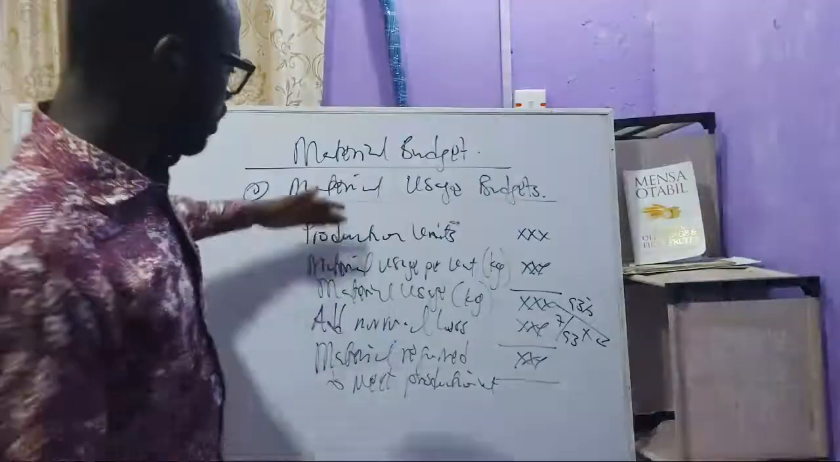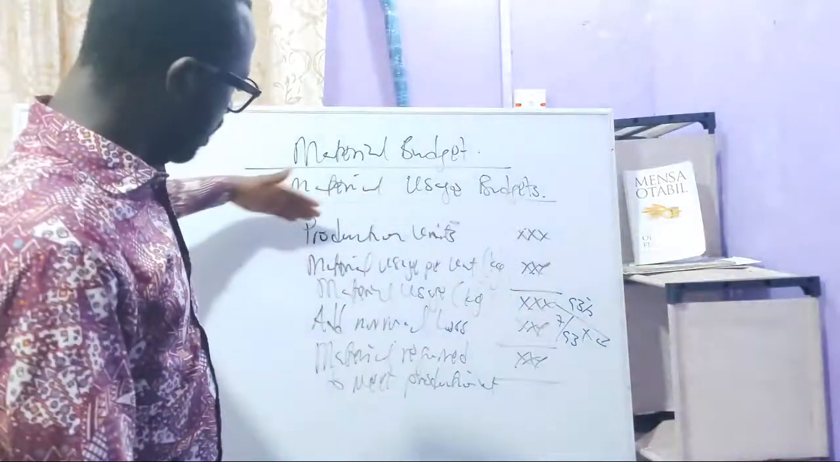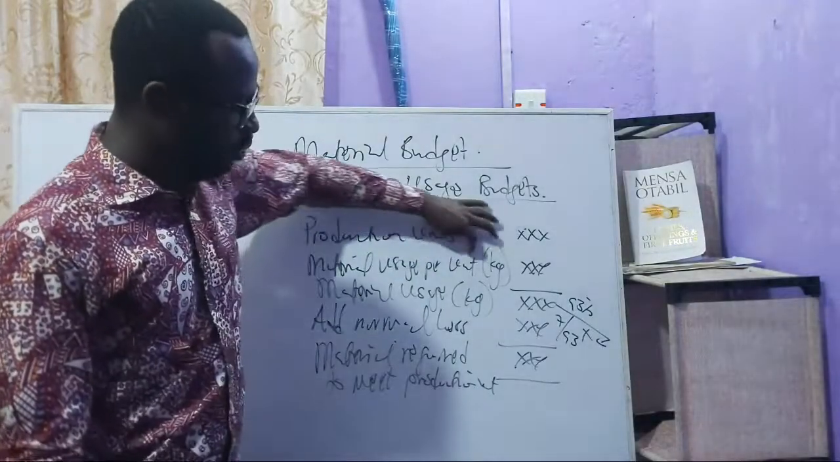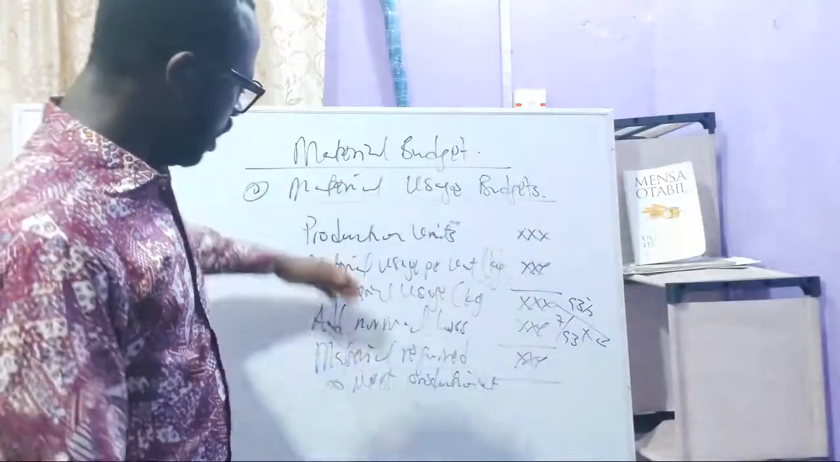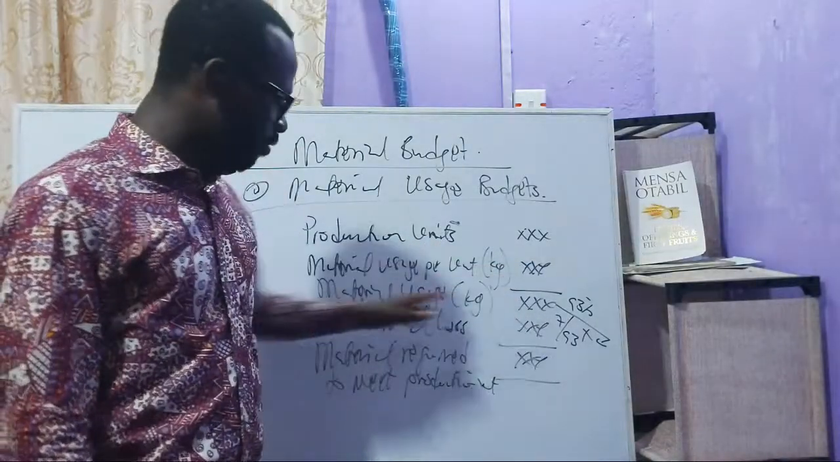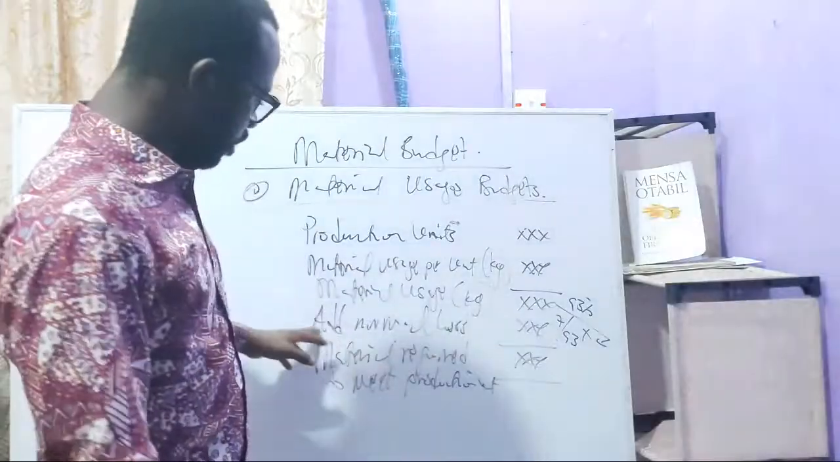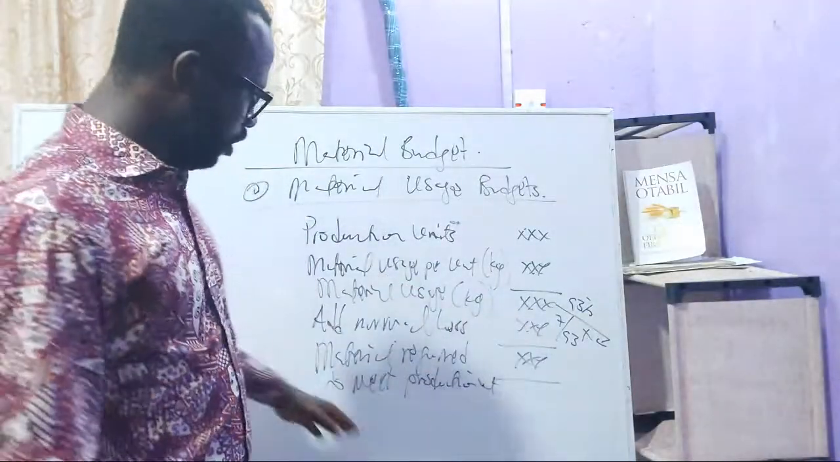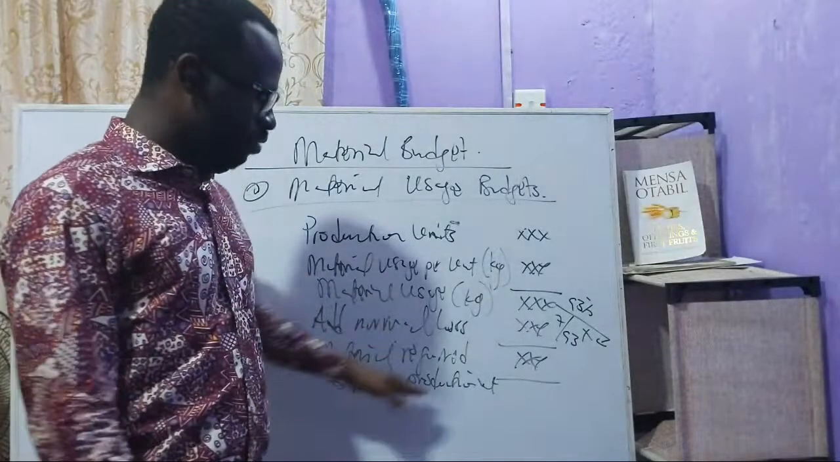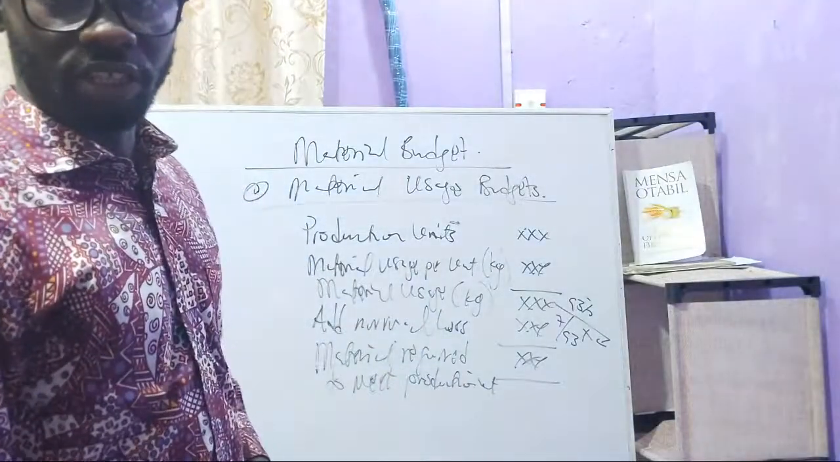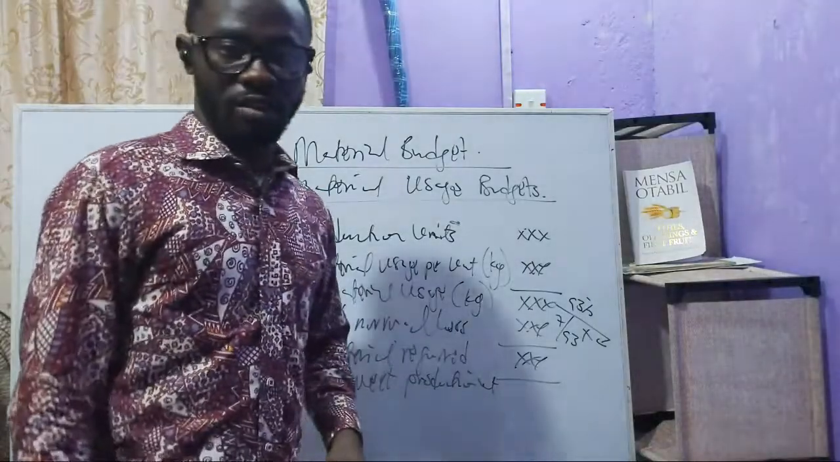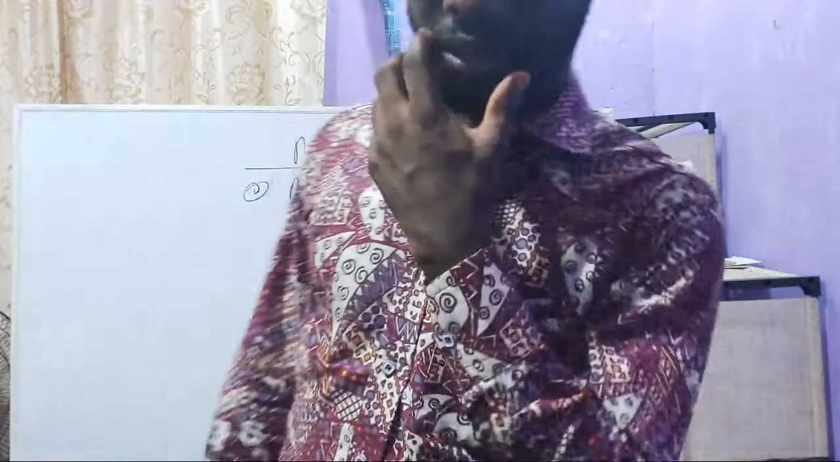But what I have here is the production units, the material usage per unit, which is in kilograms, and when we multiply that, we get the material usage. We build into the system normal loss, and we'll get the material required to meet the production units. All right, so that is it about that.